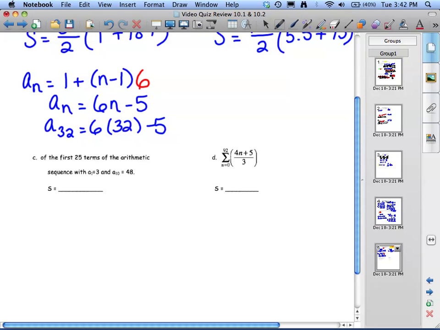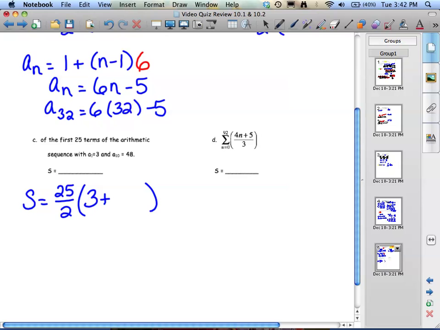Down here, this is tricky. I'm adding the first 25 terms. It tells me the first term is 3, but it doesn't tell me the last term. So I have to use my formula. The first term is 3 plus n minus 1 times, I need the common difference here, and it's not given. So we need to find that common difference.